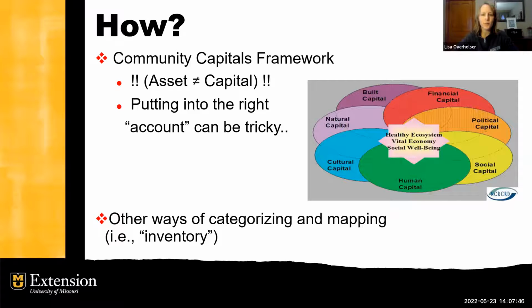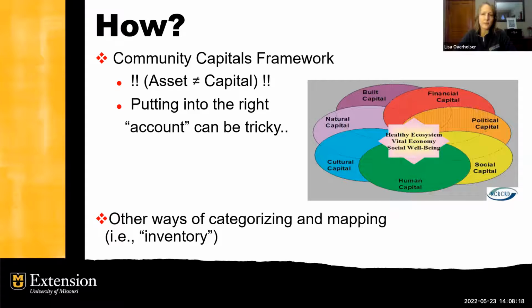The other thing I want to point out is that using this framework, it can be a little bit tricky deciding which bucket one asset goes into. I've sometimes heard this framework used as a kind of bank account, where the built capital is one bank account, the financial capital is a different bank account. What are you going to draw, what are you going to withdraw from each of those bank accounts to ultimately create this thriving ecosystem? So that's why I say putting it into the right account can be tricky.